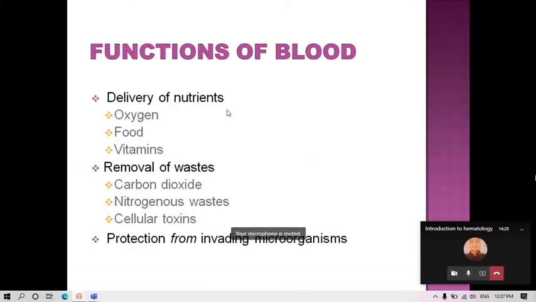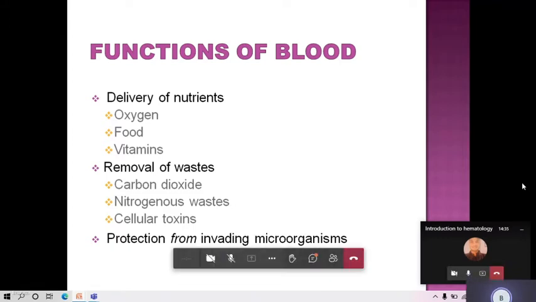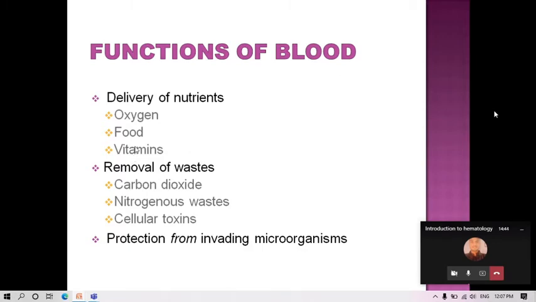The blood has various functions. We all are aware that blood carries oxygen and various gases, and it is also responsible for delivery of nutrients like vitamins and various other nutrients present in the food we take. It is also responsible for removal of waste products like carbon dioxide, nitrogenous waste, and cellular toxins. And blood has various cells which provide us protection against invading microorganisms.